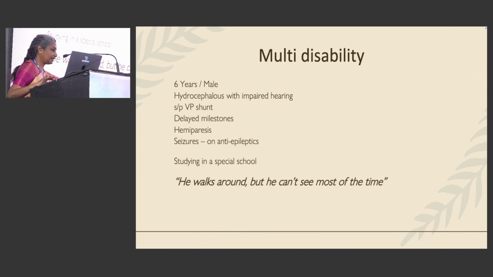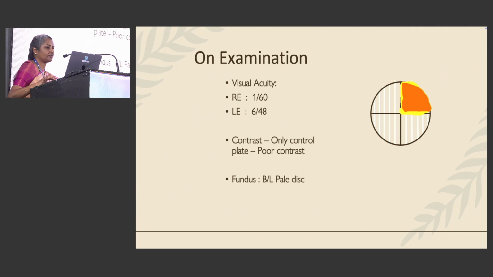So another example, hydrocephalus, 6 years old, post-VP shunt, delayed milestones, also has hemiparesis, seizures, studies in a special school. And the parents say that he walks around but he cannot see most of the time. So what does it mean? The functional vision is totally different from what we are assessing. With a very poor vision also, the child may be able to function very well. So do not underestimate the visual capacities of any child. And the only problem here is pale disc.